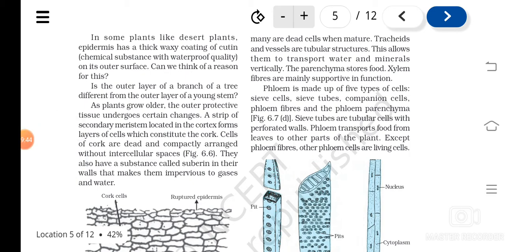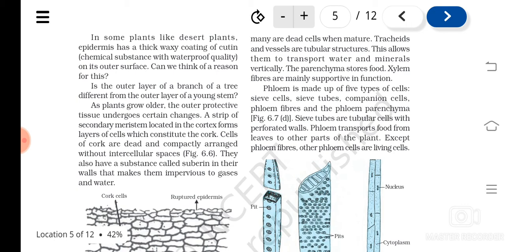Clear? Now phloem is made up of cells like sieve cells, sieve tubes, companion cells, phloem fibers and phloem parenchyma. Sieve tubes are tubular cells and they have perforations. Perforations means holes. What is the function of phloem? They help to transport food from leaves to other parts of the plant. Understood? So this is the function of phloem. Phloem helps in the transport of food.